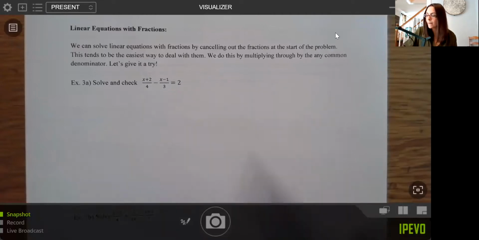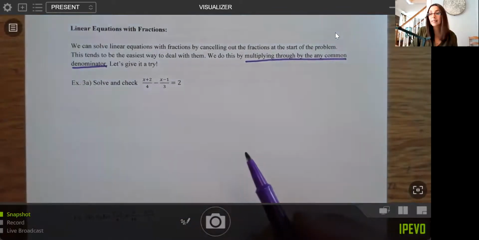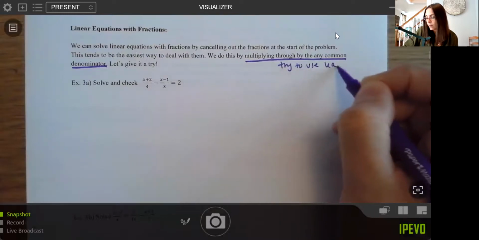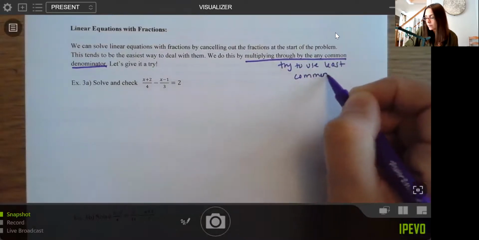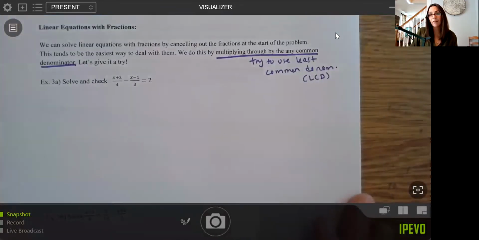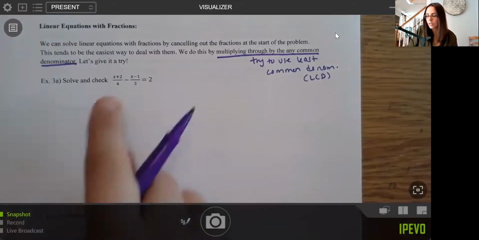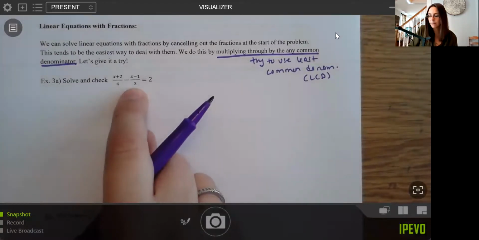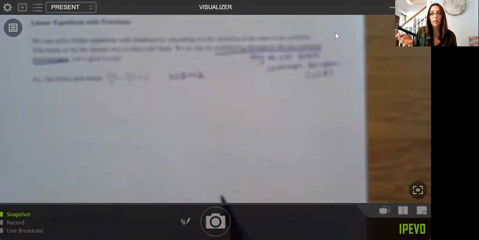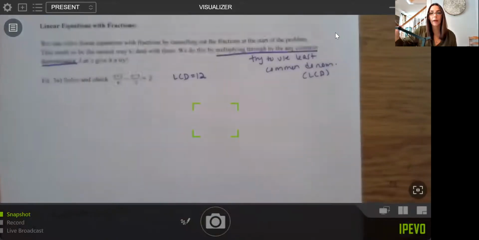So what we do is we end up multiplying through by any common denominator. Now we try to use the least common denominator, your LCD, because the smaller numbers we have, the easier the multiplication is, but technically any common denominator would work. So notice here I have a denominator of 4 and a denominator of 3. So my LCD in this case is going to be 12. And what I'm going to do is multiply through by 12.